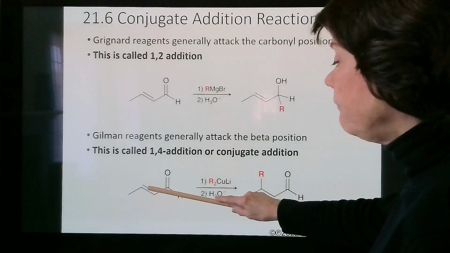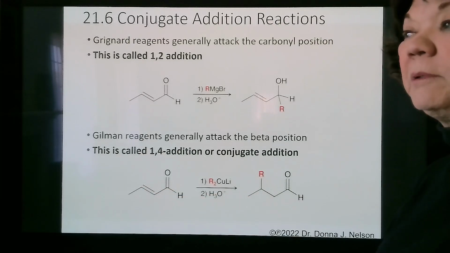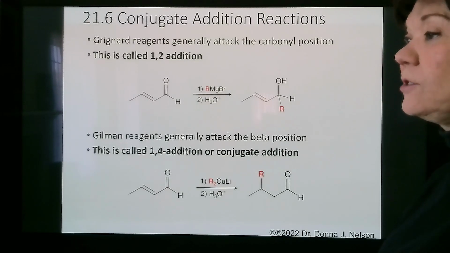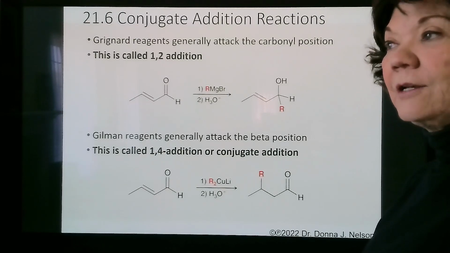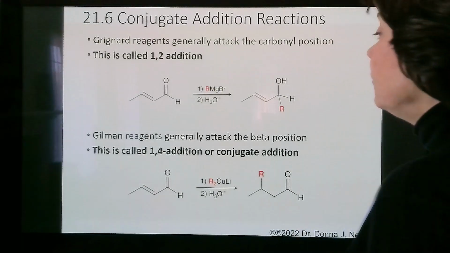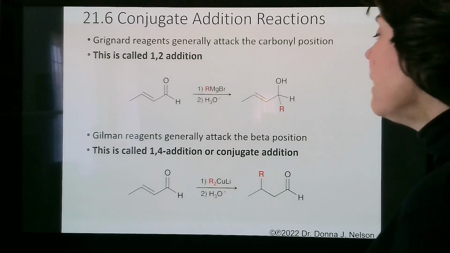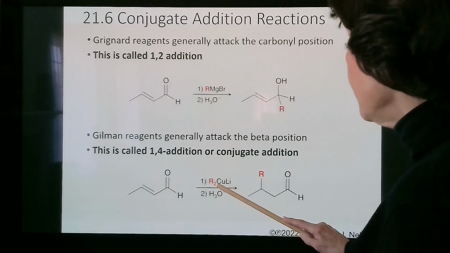1, 2, 3, 4. And so the 1 and 2 and 1 and 4 are simply relative to each other. It has nothing to do with the numbering of the atoms in nomenclature or anything else. So now we're going to look at 1,4 addition.